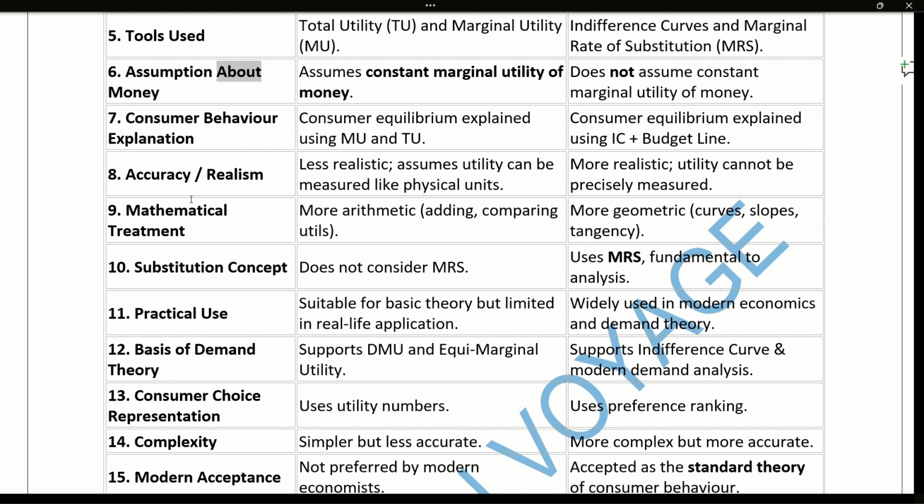6 assumption about money. Assumes constant marginal utility of money. Does not assume constant marginal utility of money. 7 consumer behavior explanation. Consumer equilibrium explained using MU and TU. Consumer equilibrium explained using IC plus budget line. 8 accuracy, realism. Less realistic, assumes utility can be measured like physical units. More realistic, utility cannot be precisely measured.